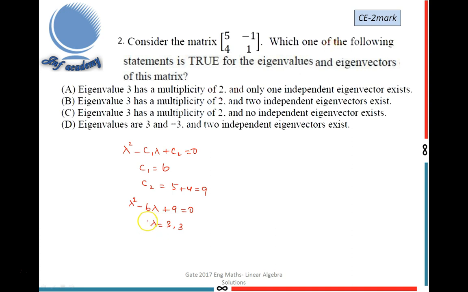Here eigenvalue 3 appears 2 times. So the eigenvalue 3 has a multiplicity of 2.